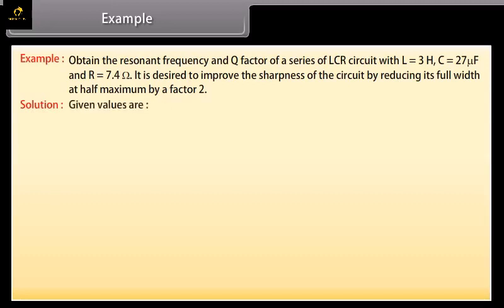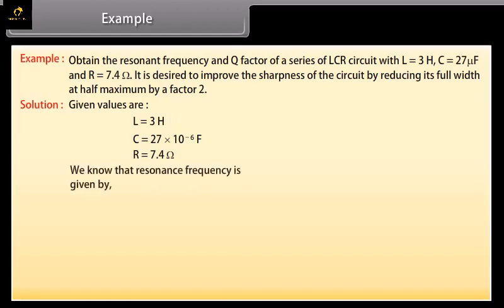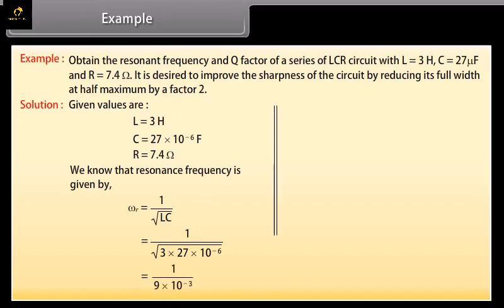Let's see the solution. Given values are L equal to 3 henry, C equal to 27 into 10 raised to the power minus 6 farad, R equal to 7.4 ohm. We know that resonance frequency is given by 1 upon under root LC. Now putting the values, we get resonance frequency equals 111 radian per second.